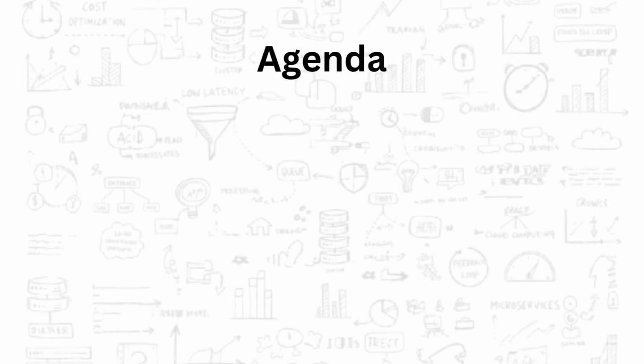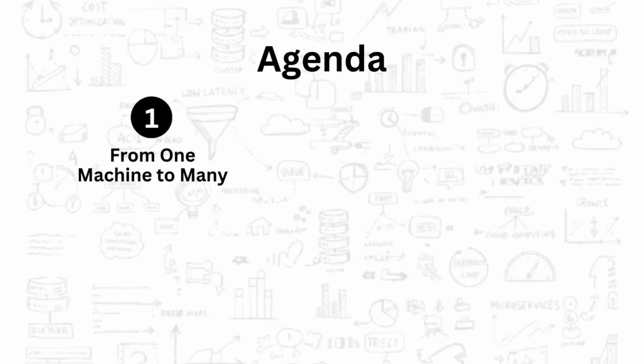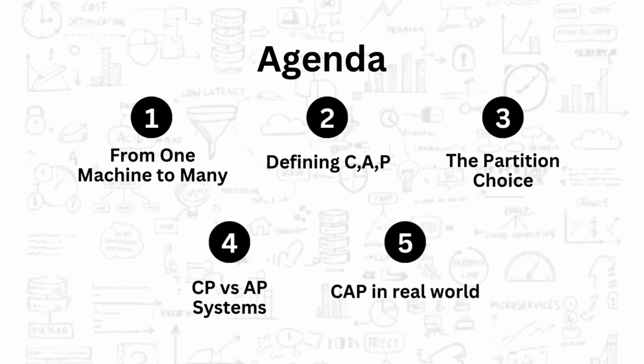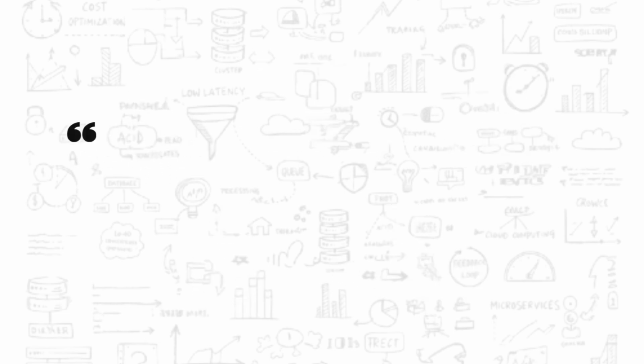So here's how we're going to break it down. First, why do we even need this? Then we'll get super precise with the definitions of C, A, and P. After that, we'll look at the big inevitable choice you have to make, compare the two ways you can go, and finally, bring it all back to how this stuff actually works in the wild. All right, let's get right into it.